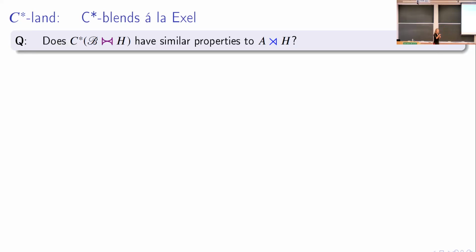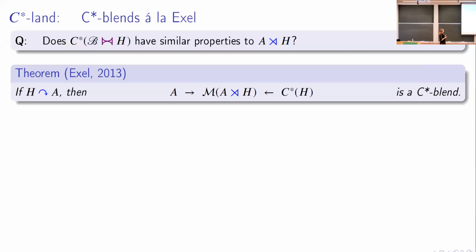And now I come back to what George said, because George asked about C-star blends. So Exel proved that if you have a group acting on a C-star algebra, then actually the cross product, or the multiplier algebra of the cross product, and the C-star algebra of the group together with the original C-star algebra we start with is a C-star blend. So this is a generalization of a cross product. The cross product really is the leading example for his definition of a C-star blend.